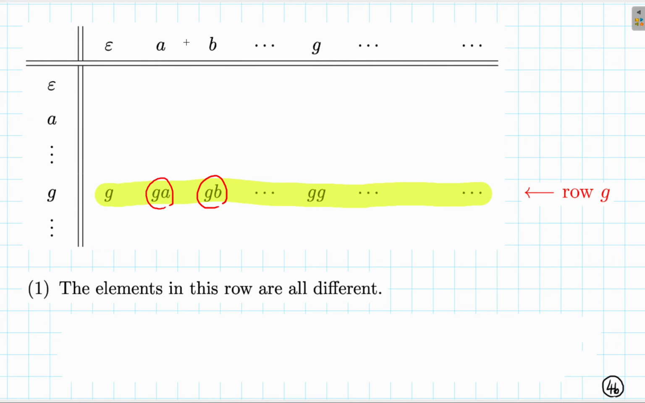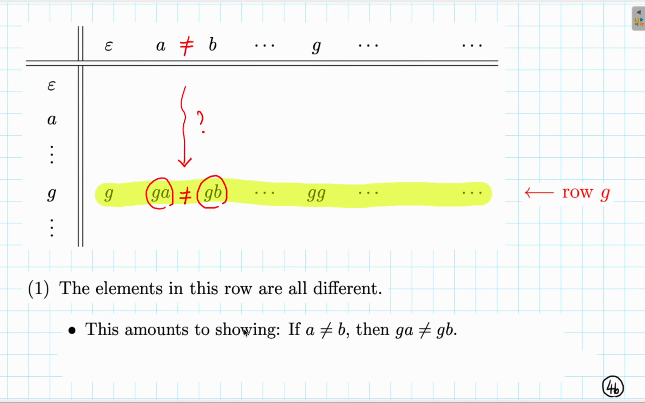Now we already know that A and B are different. Those are two different elements of the group. So why does A not equal B imply that GA does not equal GB? That's what we need to show. And so that's written right here. This amounts to showing if A does not equal B, then GA is different from GB.